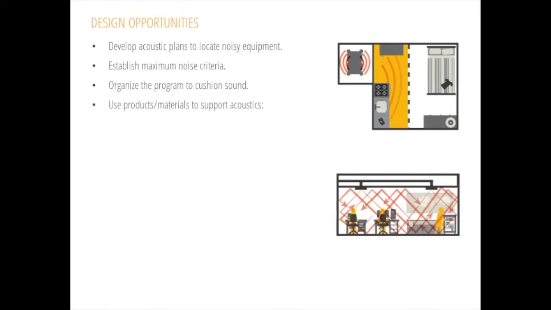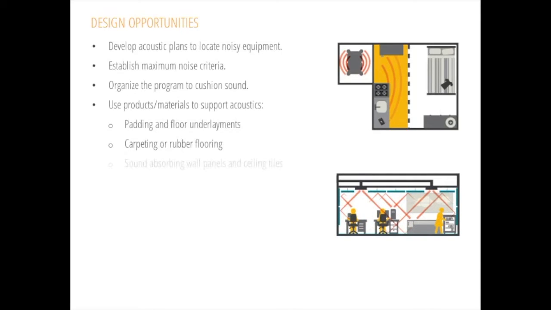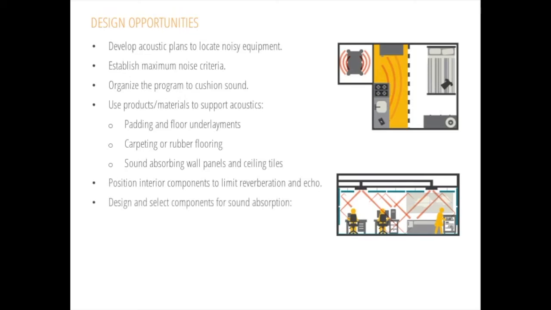Use products and materials that support good acoustics, such as padding and floor underlayments, carpeting or rubber flooring, and sound-absorbing wall panels and ceiling tiles. Position interior components to limit reverberation and echo. Design and select components for sound absorption, walls and doors with a high STC, walls and ceilings with a high NRC, and solid, non-hollow core doors with gaskets or sweeps.